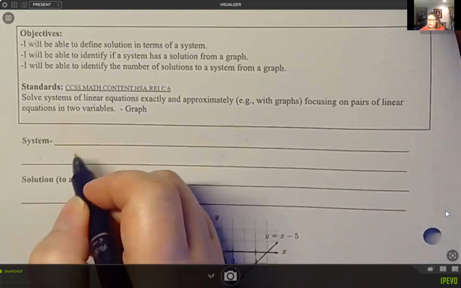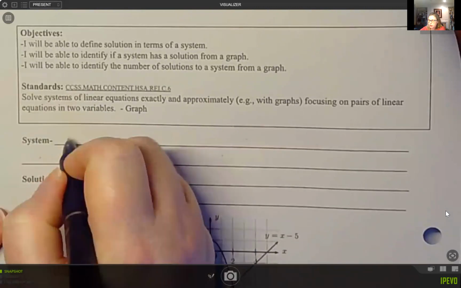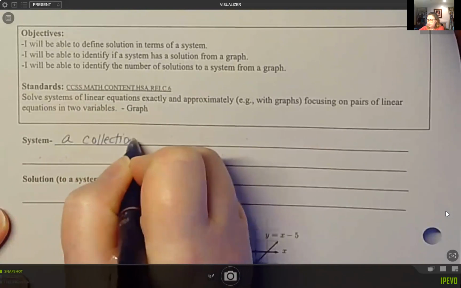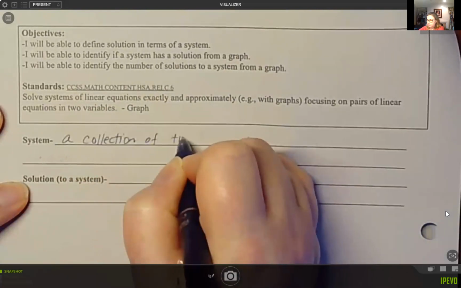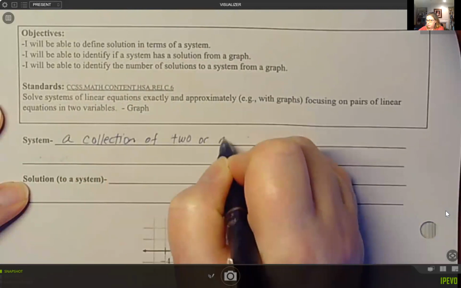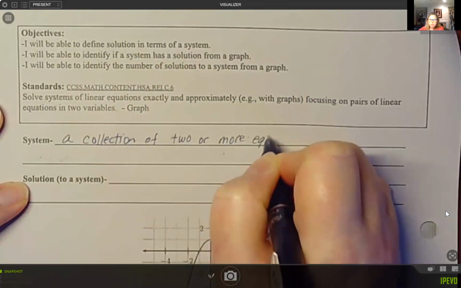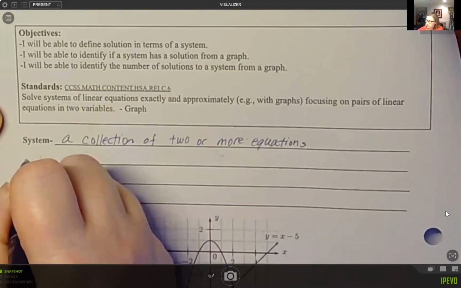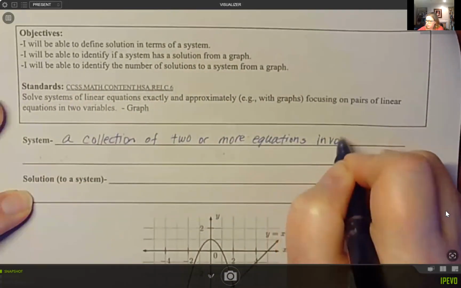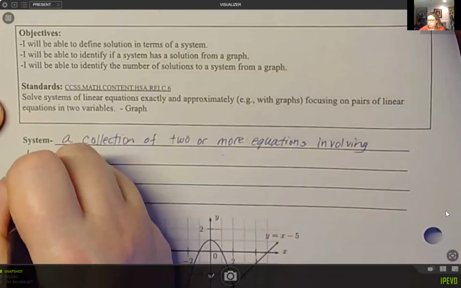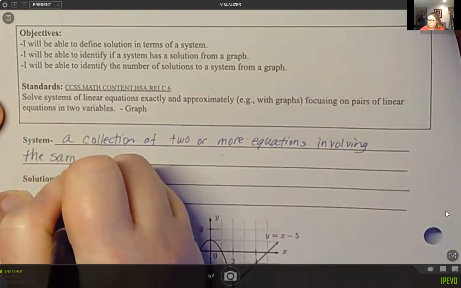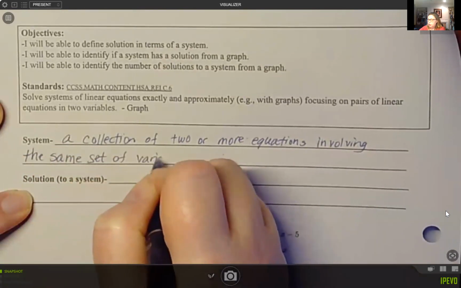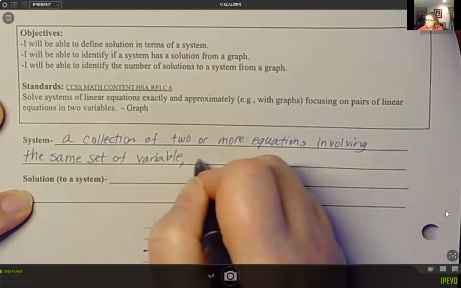So a system is a collection of two or more equations involving the same set of variables, graphed on the same coordinate plane.